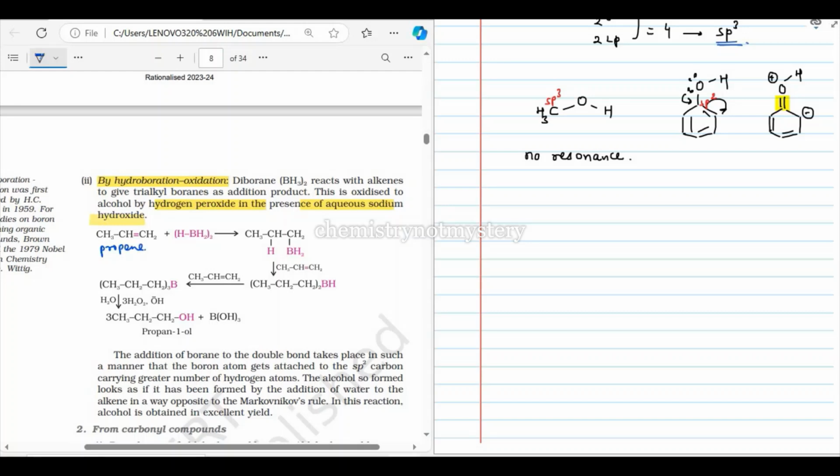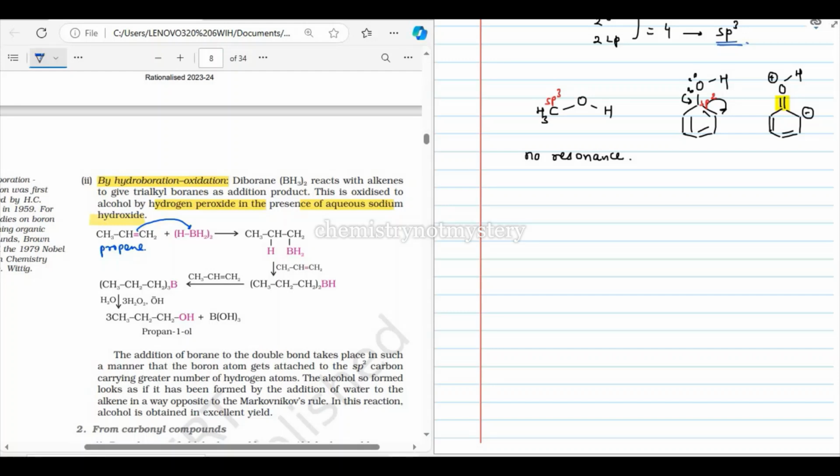This is propene when it reacts with diborane. You know, boron is electron deficient species. So when diborane reacts with propene, as the boron is electron deficient, carbon utilizes both the pi electrons to make bond with the electron deficient boron. As it makes bond with the electron deficient boron, another carbon will develop positive charge. So here the second carbon.